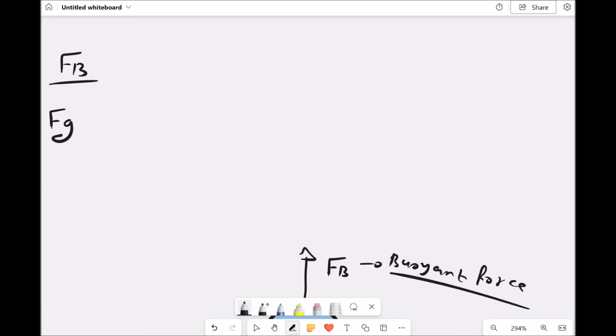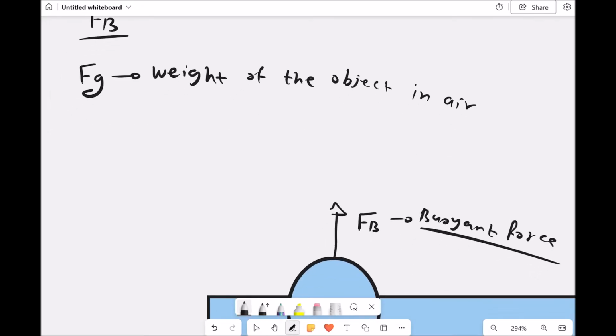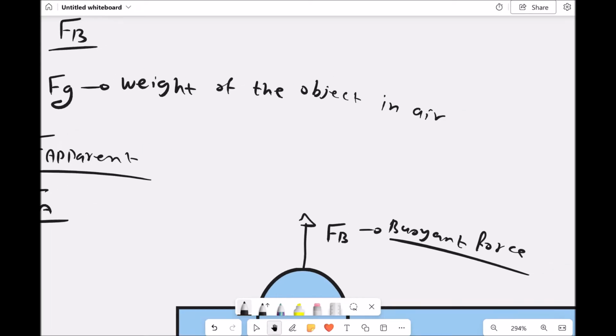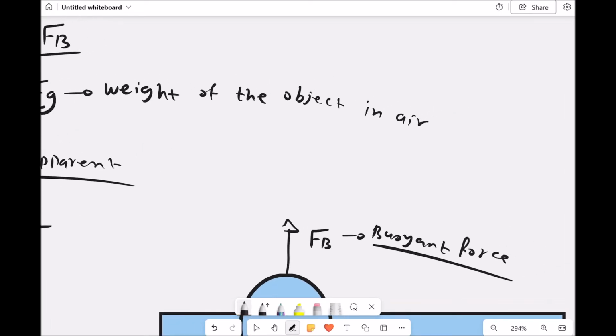Fg, guys, is the weight of the object in air, okay? The weight of the object inside water, or in the water, is called F apparent. This is the weight of the object, or you can just say Fa, okay? This is the weight of the object in water, because the weight of the object in water is less than the weight of the object outside the fluid, or outside the water.